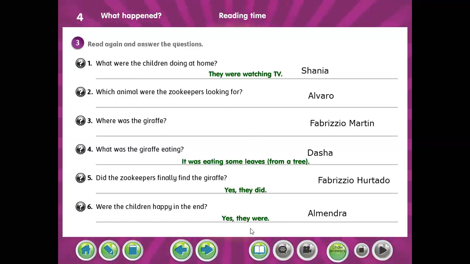Bro, ¿ya puedo hacer el mío? Yes, Alvaro, please. A giraffe. Good. Which animal were the zookeepers looking for? The zookeepers were looking for a giraffe. Good. They were looking for a giraffe.